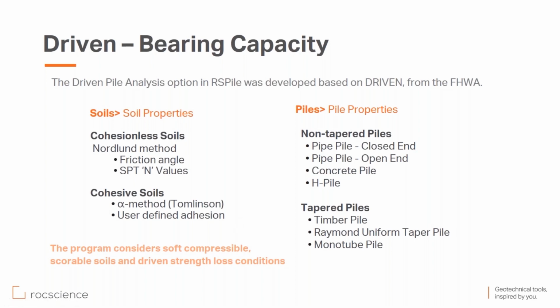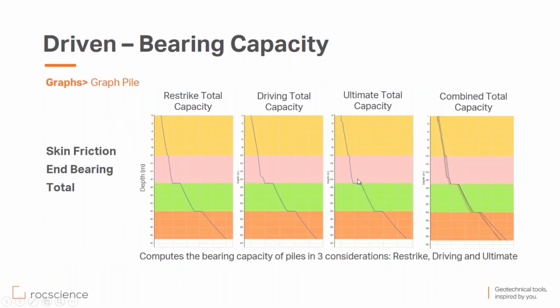And also you can take into consideration the driving strength loss, and we're going to see the effect of these considerations, and the three results considerations that we have here: the restrike, the driving, and the ultimate. For the driving, we take into consideration the driving strength loss. And for the ultimate, we take into consideration the soft compressible soils and scourable soils. You can also see the results by skin friction and bearing or total, as you're seeing here.